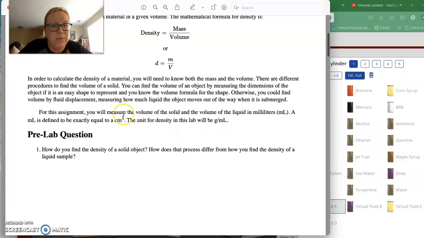For this assignment, you're going to measure the volume of a solid and the volume of a liquid in milliliters. And a milliliter, I just want to remind you, is defined as a centimeter cubed. So the unit for density in this lab is grams per milliliter. Sometimes in the book, though, you're going to see grams per centimeter cubed, and I just want you to be aware of that. Also, because we have a focus on nursing in this class, I want to remind you that a centimeter cubed is also equal to 1 cc.